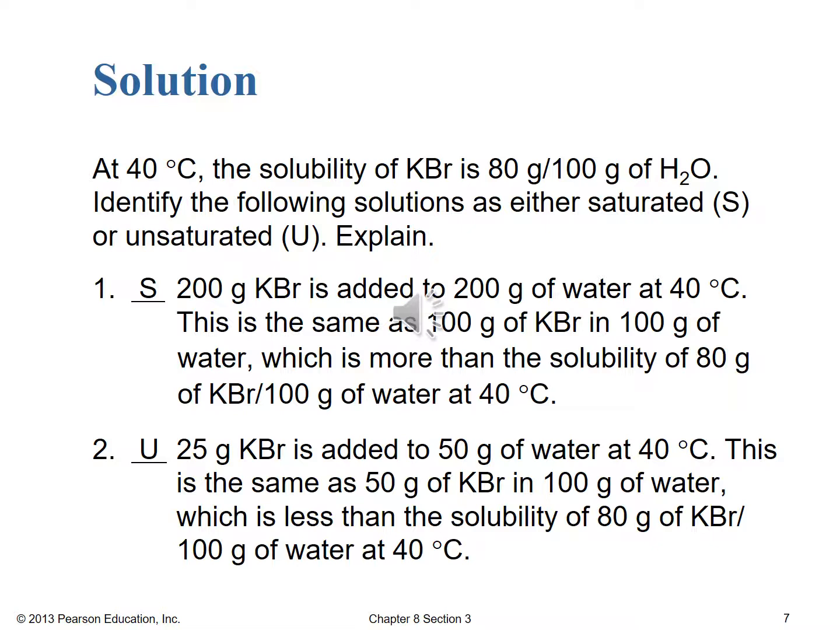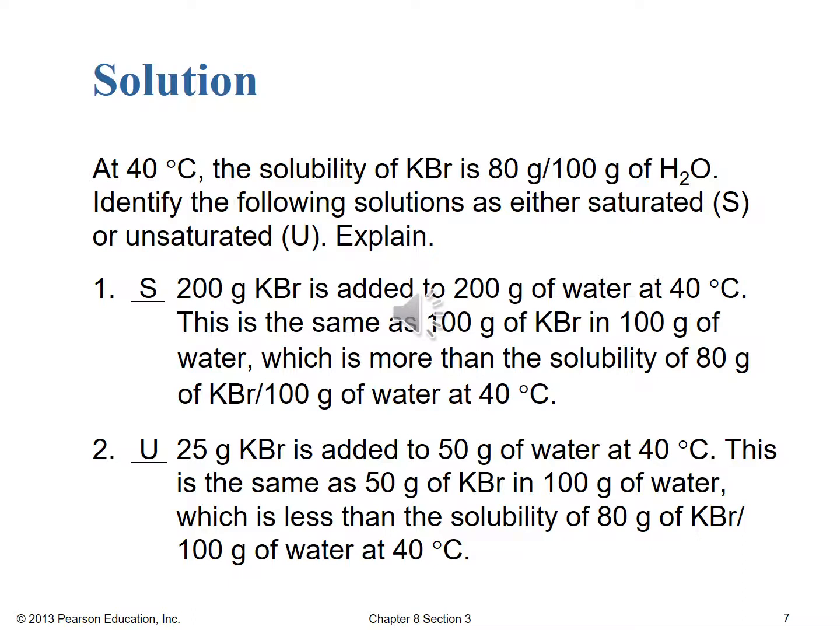All right, so in the first case, we are indeed saturated, right? Since we said the solubility at 40 degrees Celsius is 80 grams per 100 grams, then if we had 200 grams of water, the maximum we could have is 160 grams of KBr. So having 200 grams of KBr in the 200 grams of water, we're over that solubility limit.